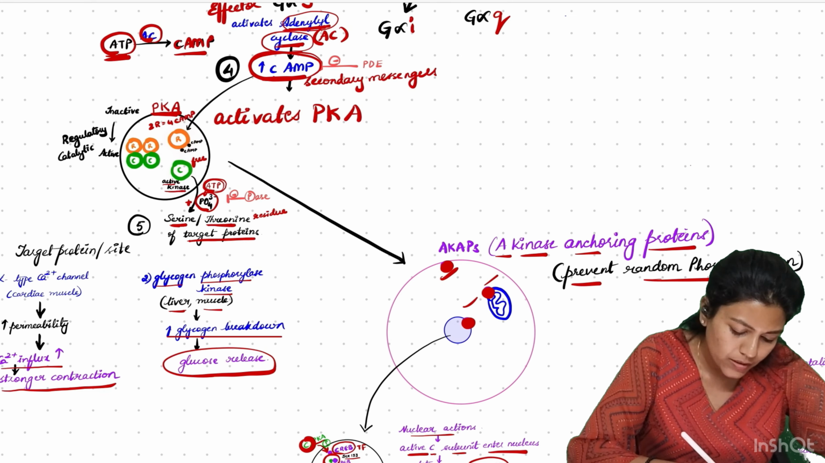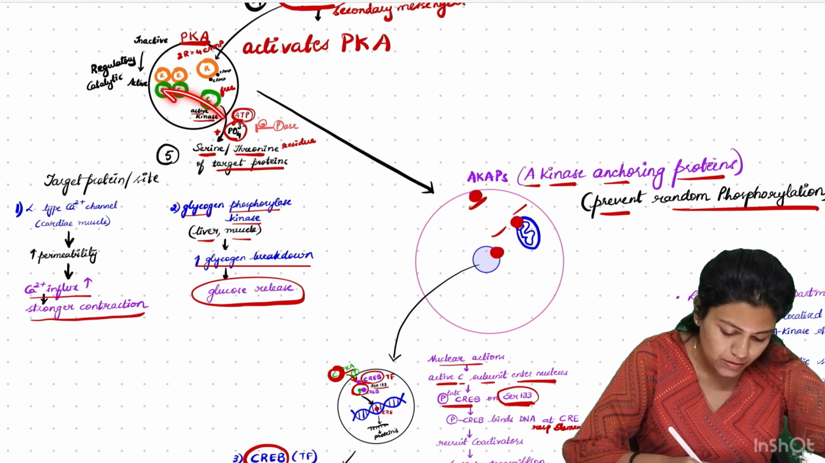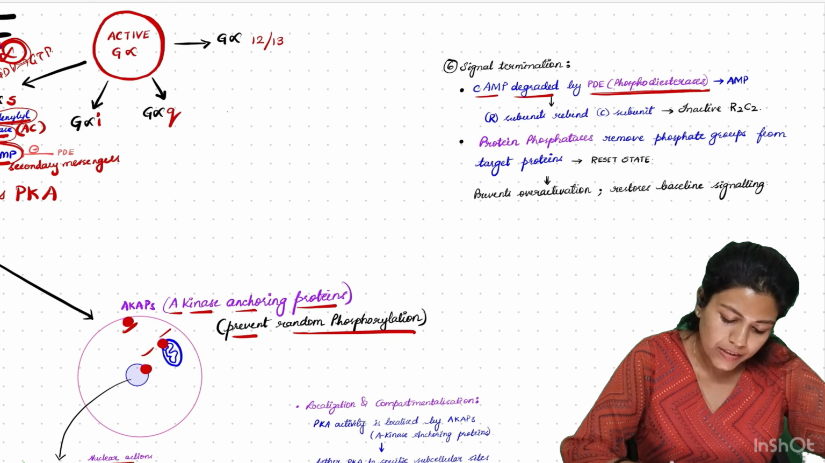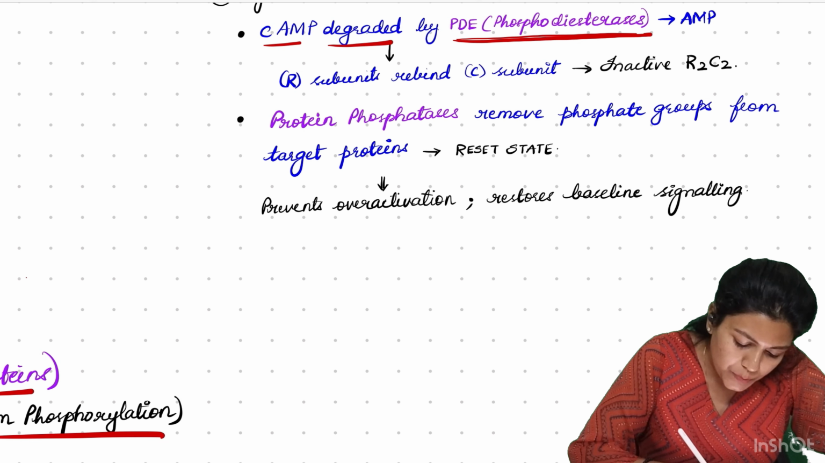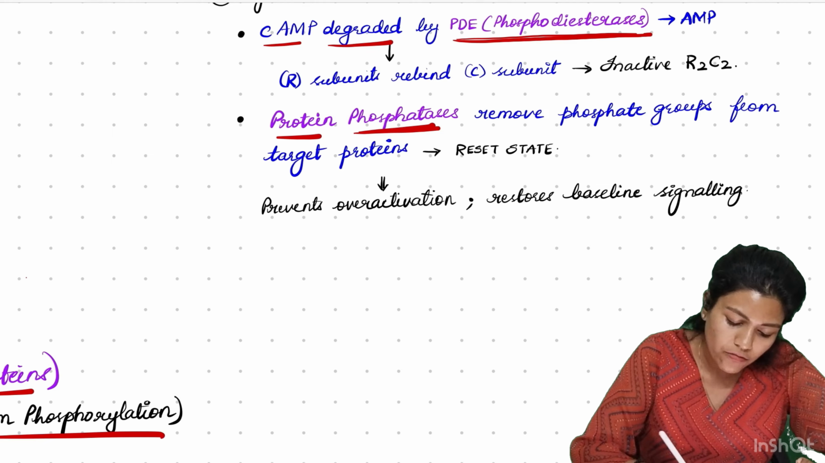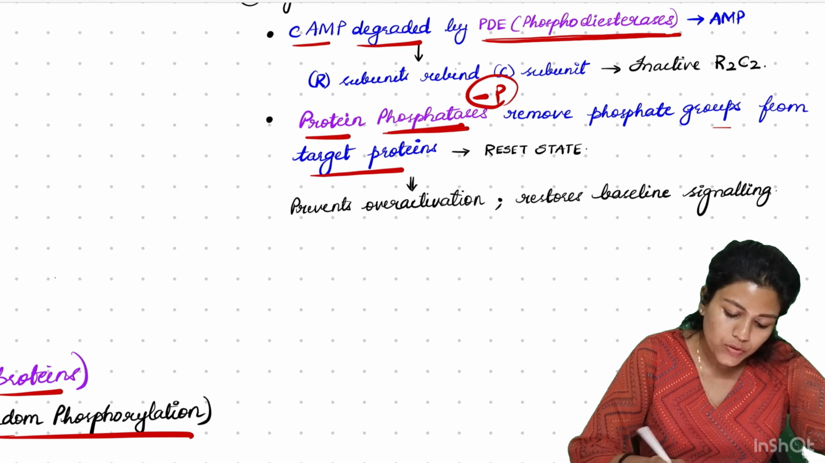It will be in bound form to the regulatory subunit. That means in inactive state. Inactive state means there's no targeting of these proteins, no signaling happening. Other thing is by these protein phosphatases. Phosphatase means it will remove the phosphate. It will remove the phosphate from target proteins.